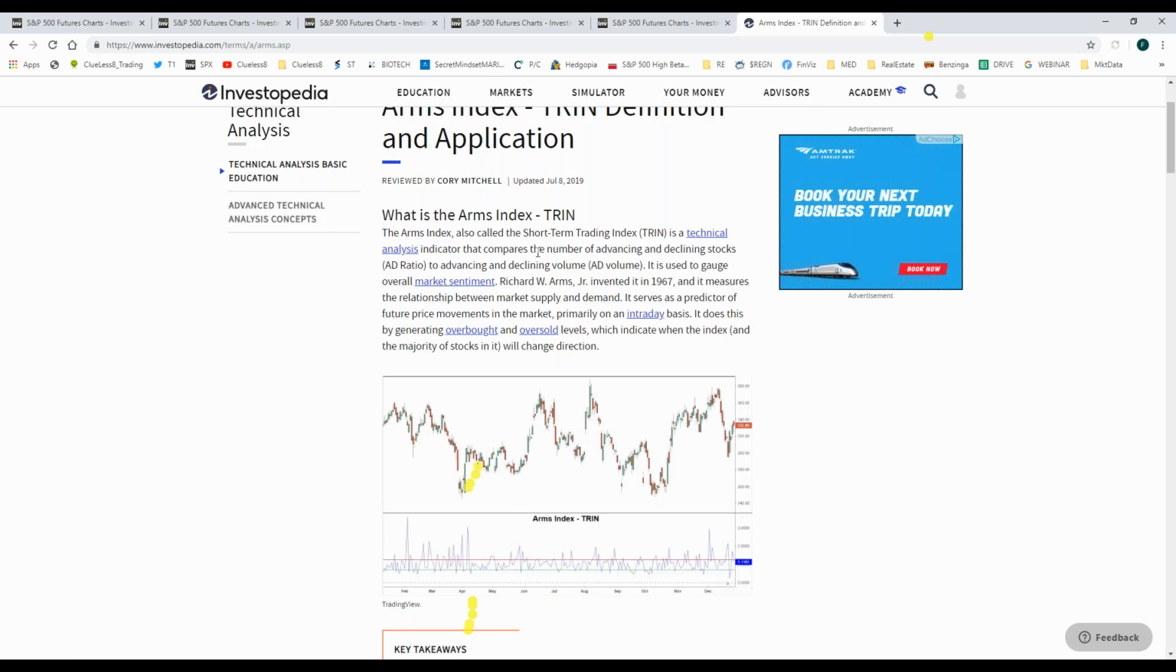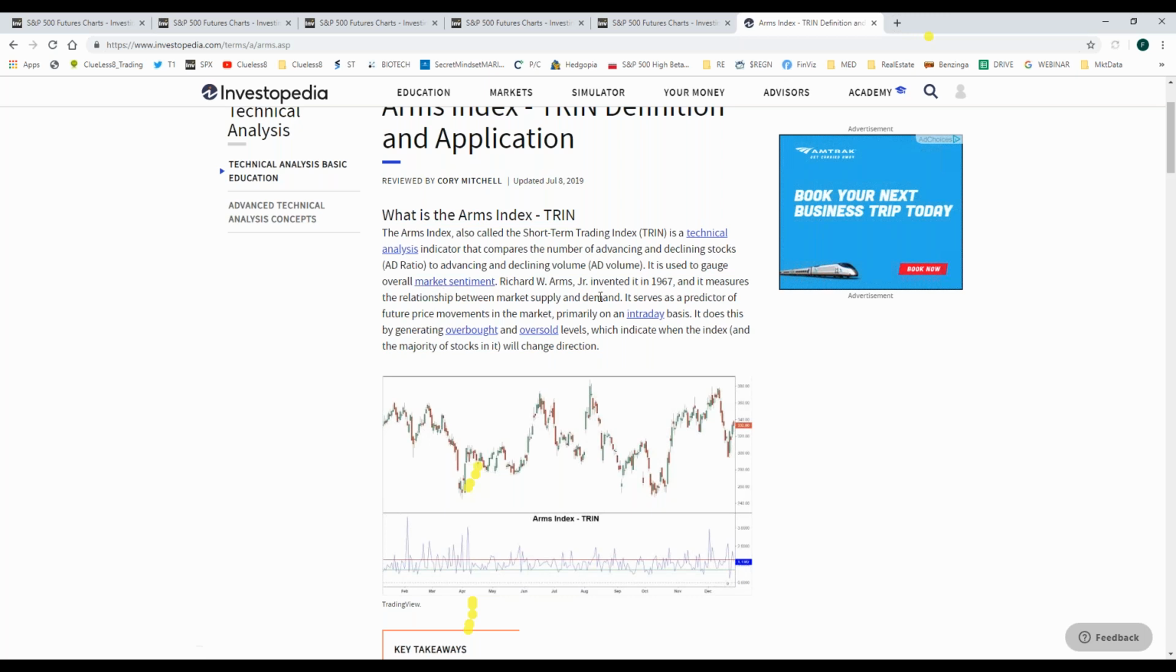It's always there on one side of my screen where the indicators are. I can plot the TRIN, but I don't plot the TRIN. I just look at the numbers on one of my screens, and I'll tell you what to look for. The TRIN indicator was created by Richard Arms in 1967. It's used to gauge overall market sentiment.